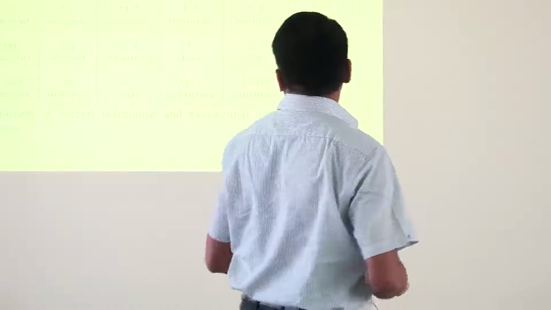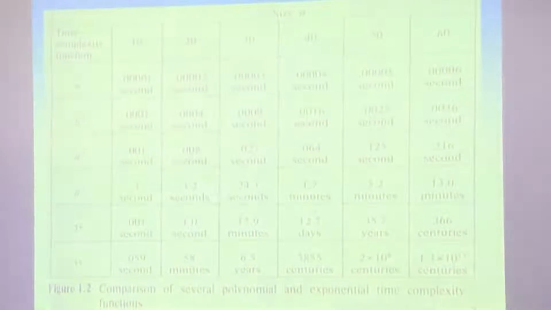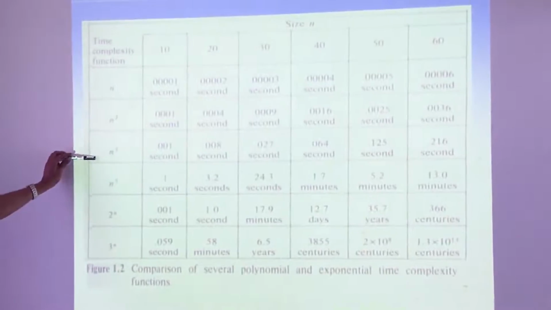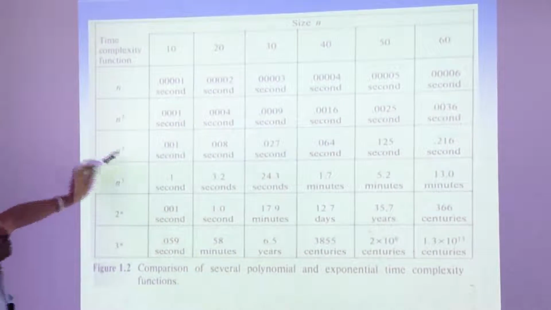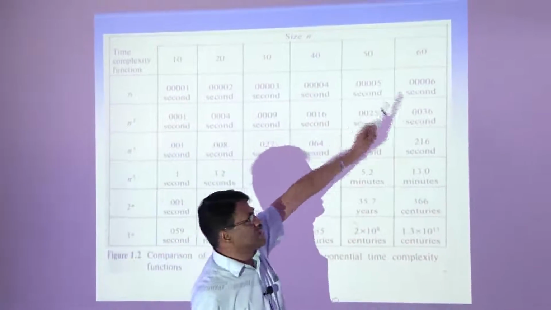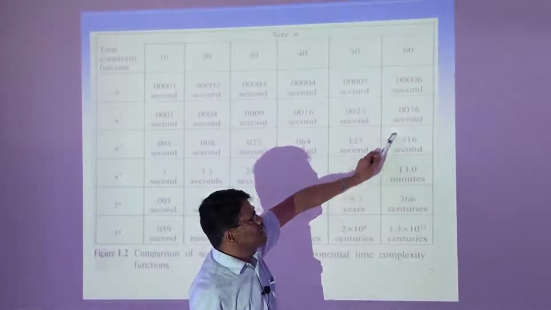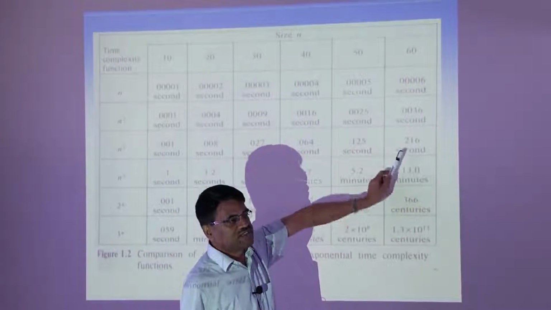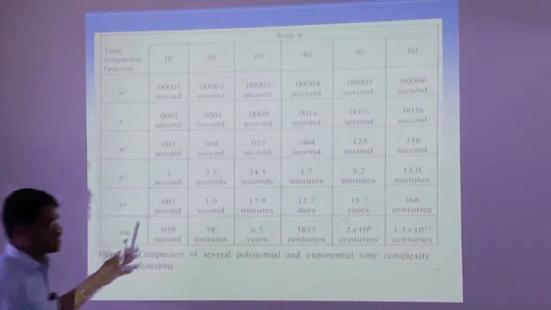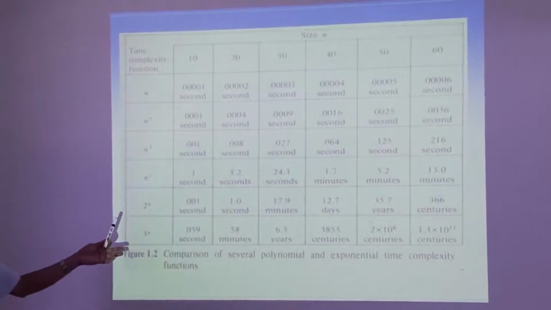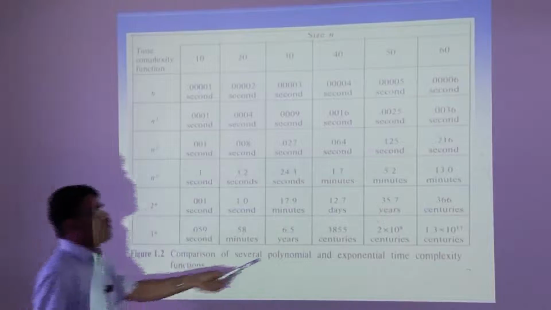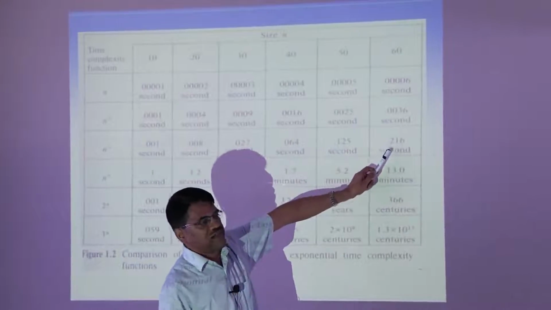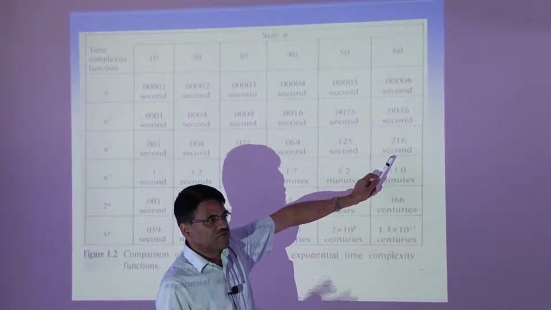So here is a table. It tells you that if you have an algorithm which takes n cubed time, and I run it on a problem of size n equal to 60, the algorithm will take 0.216 seconds. Actually, this is from a book which was written in the 70s. So on today's computer it may not be 0.21 seconds, maybe 0.1 second, because computers have become faster.